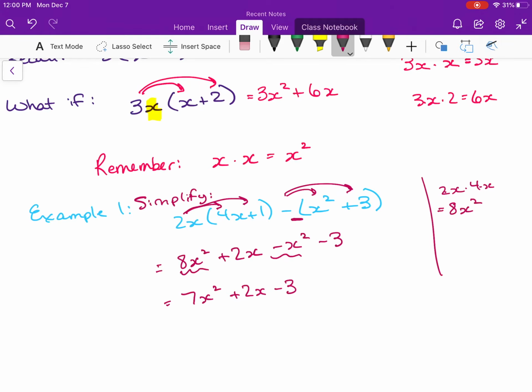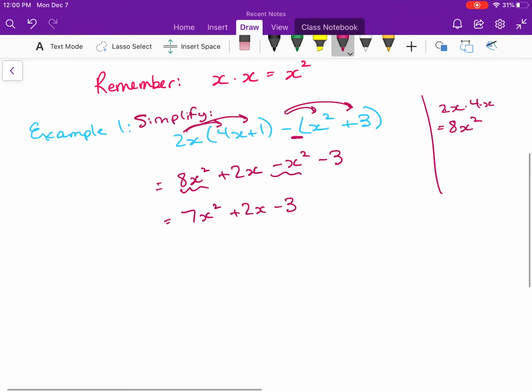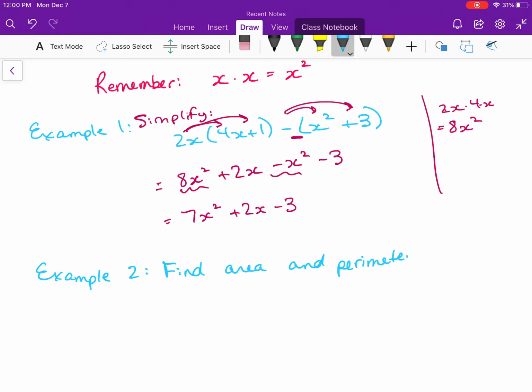So there we go. Now something that you're going to see in the practice, so we're going to put it as example 2, is looking at this in the context of like a figure that you have to find the area. So we've done lots of finding perimeter. So for example, I'm going to say find area and perimeter of this figure. And so here, we're just going to do a rectangle, and we'll say that this side is 2x plus 1, and this side is x.